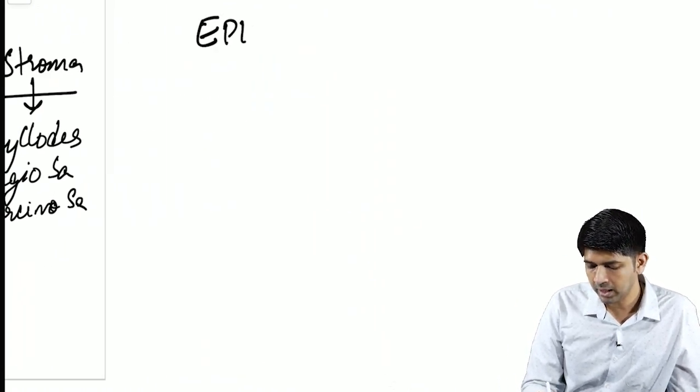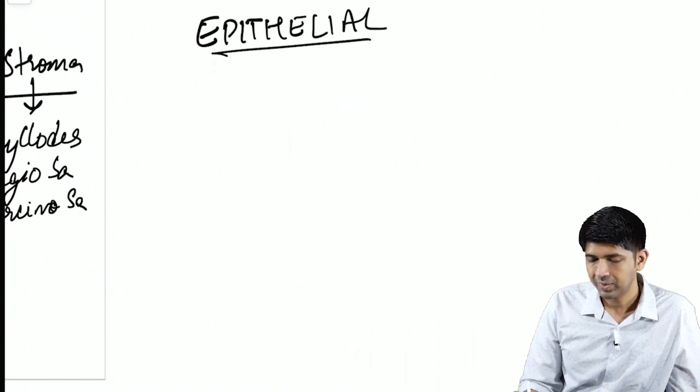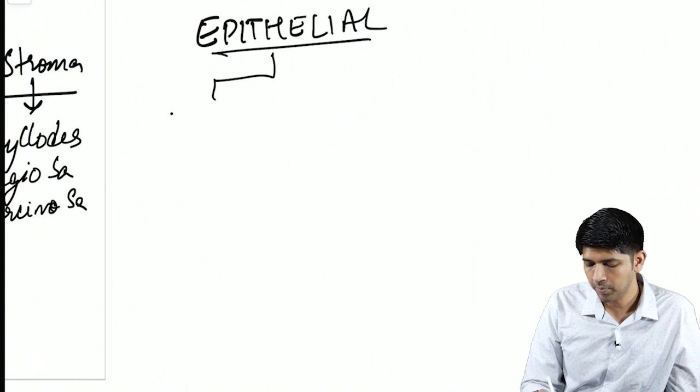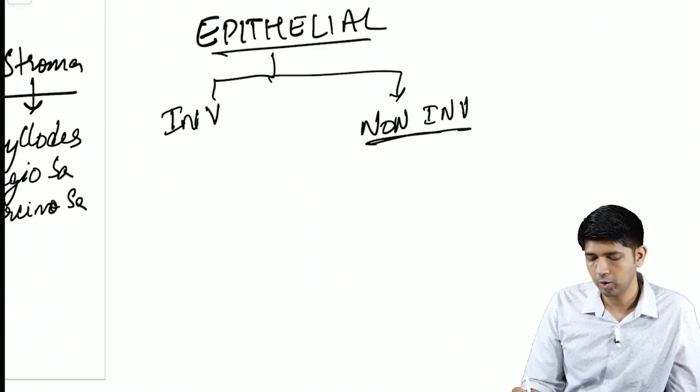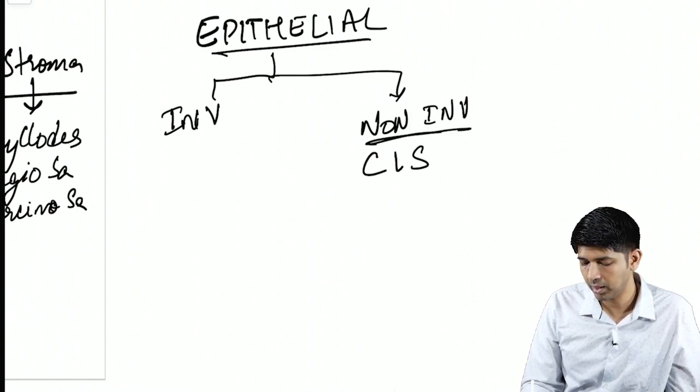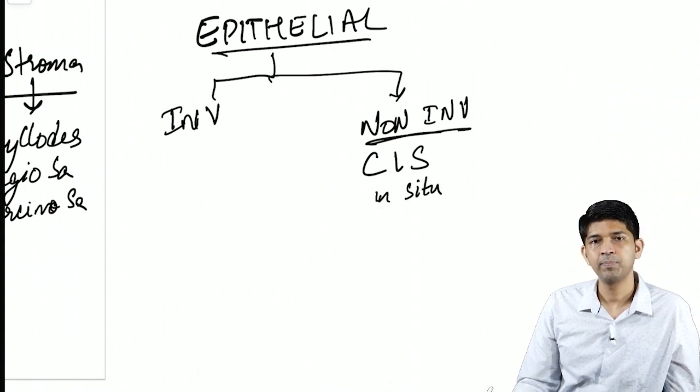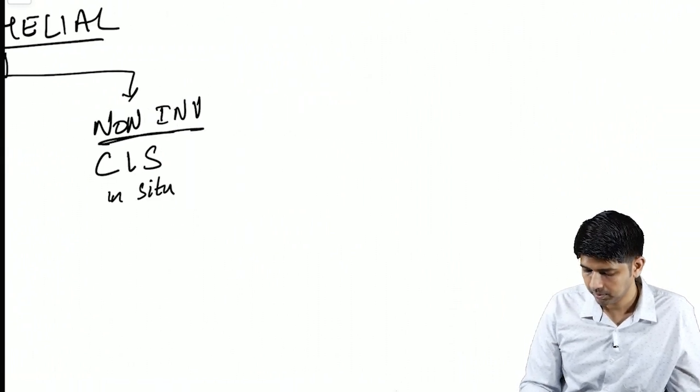Now these epithelial tumors can again be further classified into invasive or non-invasive. Now the other terminology for non-invasive is carcinoma in situ. Okay, in situ, carcinoma in situ. Now let's understand what this is.